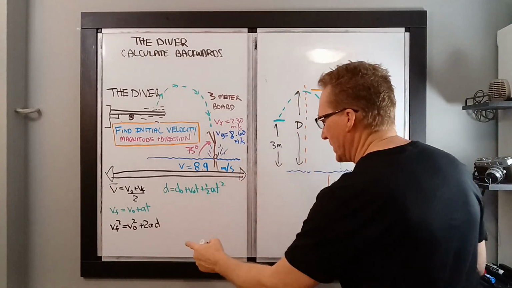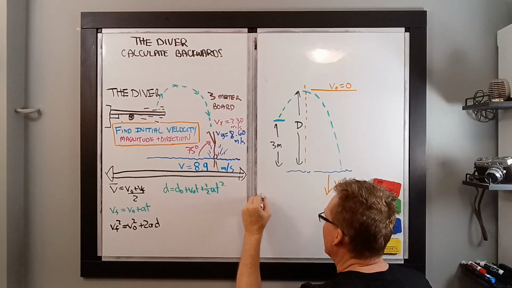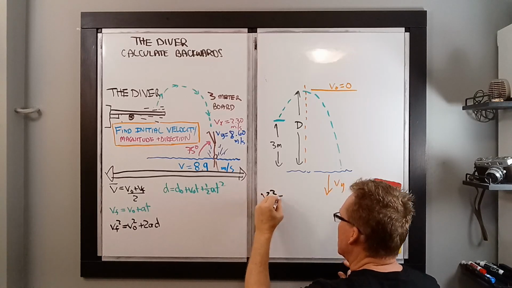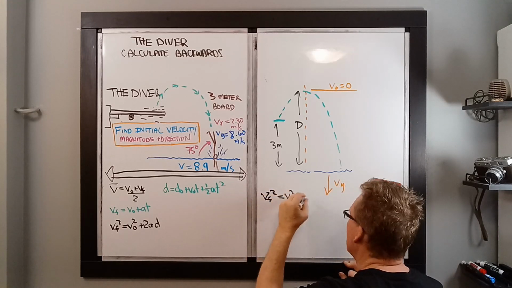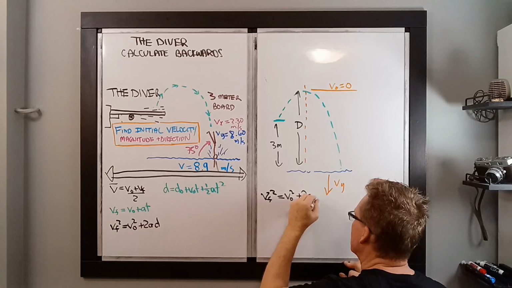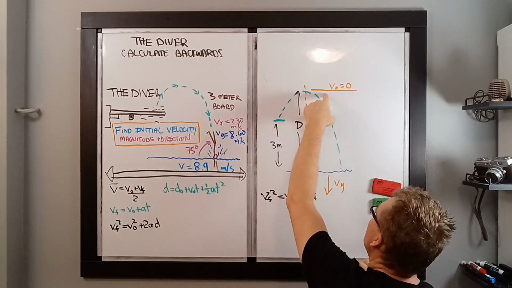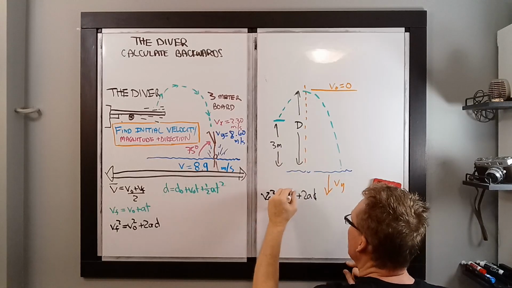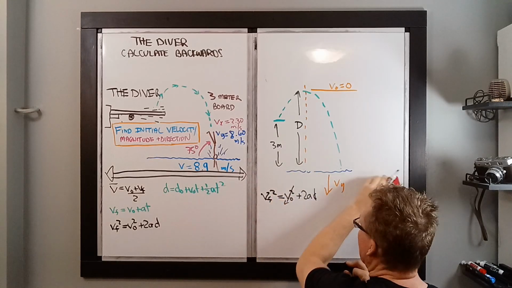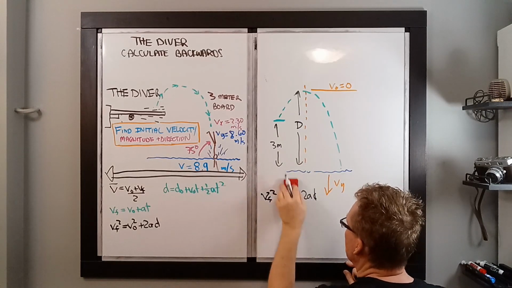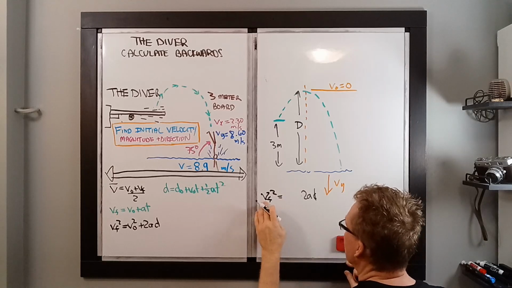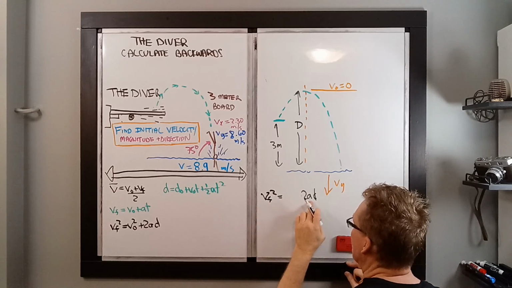The final velocity right here. Let me rewrite that over here. We have the final velocity squared is equal to the initial velocity squared plus 2 times acceleration times distance. Now, in this case, since she's jumping straight off here, straight down, there's going to be no initial velocity, so we don't need that term. We can erase that term and just be left with this: final velocity squared is equal to 2 times acceleration times distance.